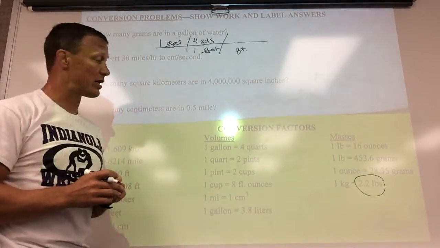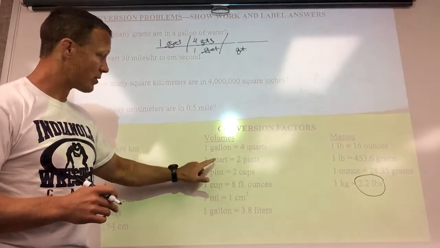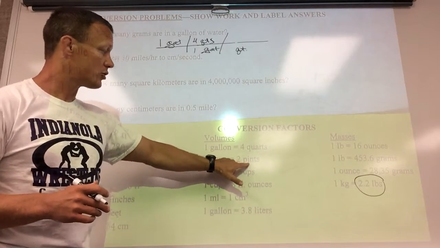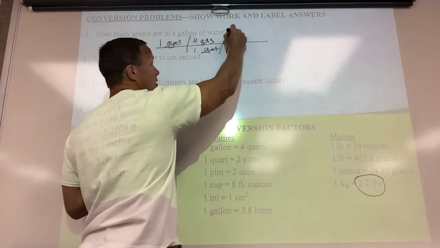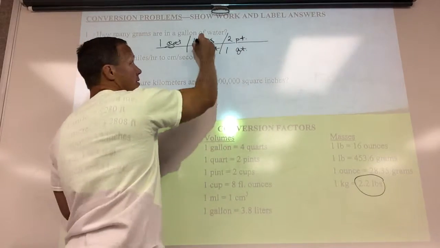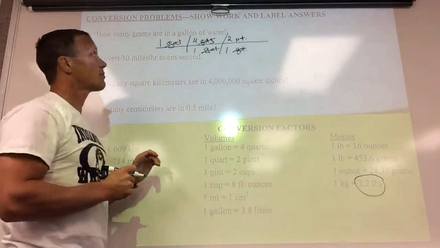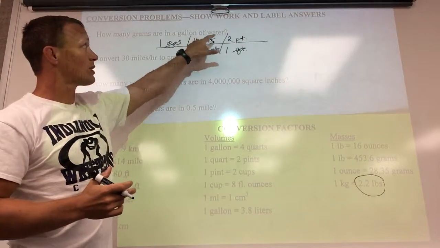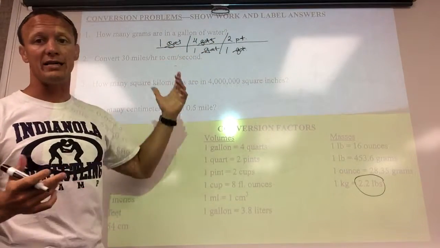Quarts, not the number, just the label. Pick a conversion here. 1 quart is 2 pints. So 1 quart is equal to 2 pints. That label cancels. So if I was getting an answer right now, I would take 4 times 2, which is 8. That means that a gallon is 8 pints.